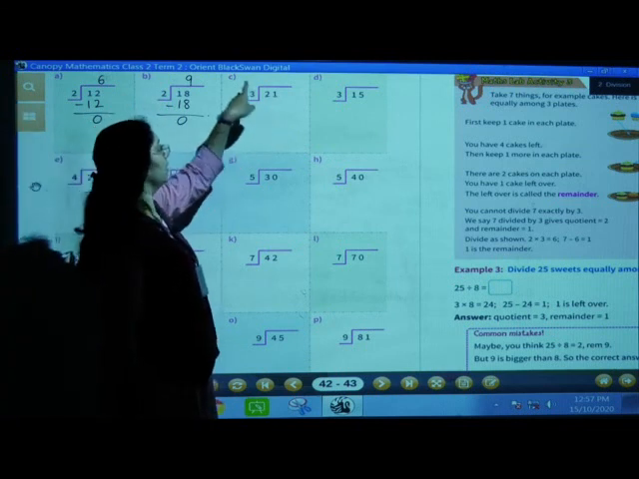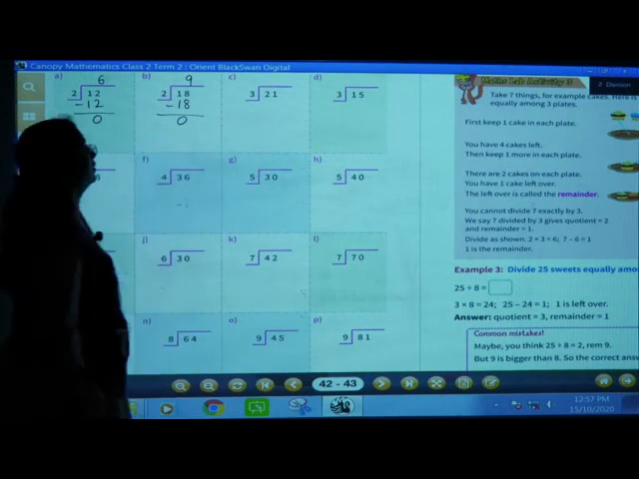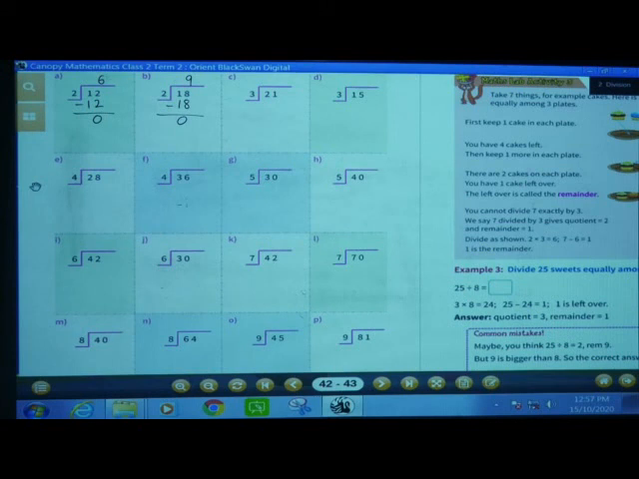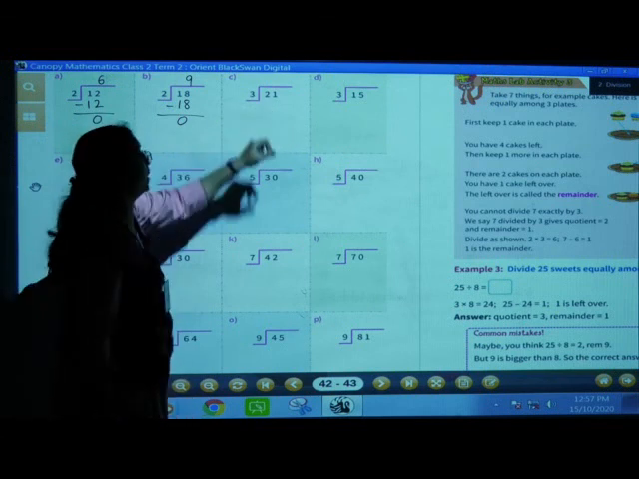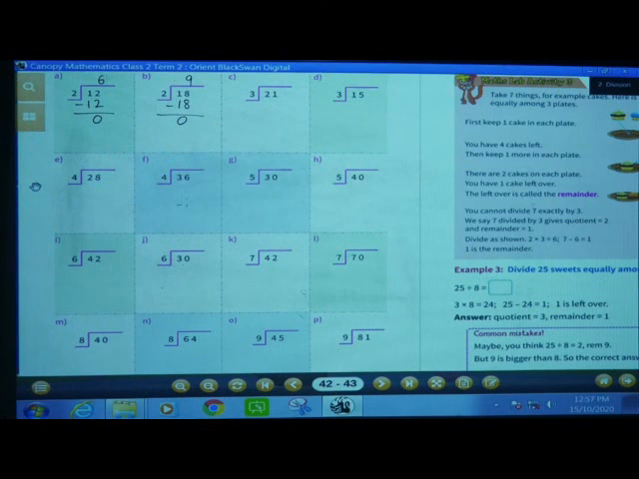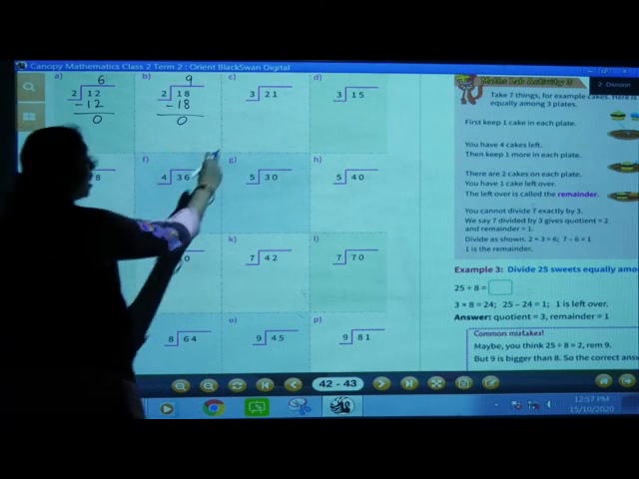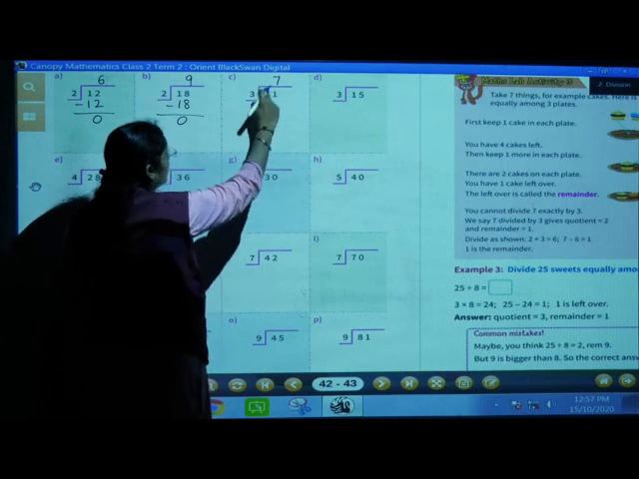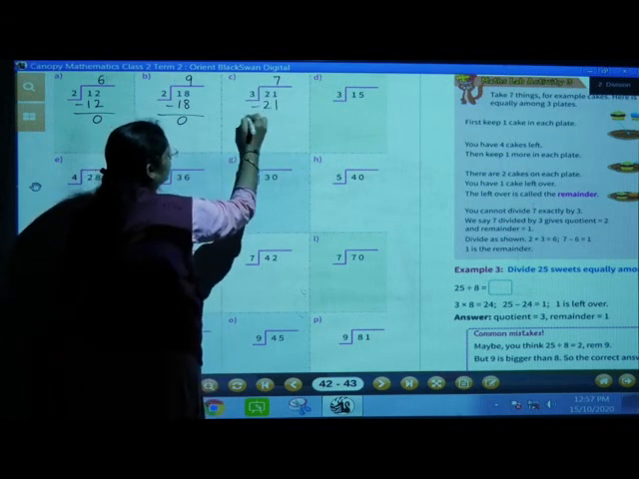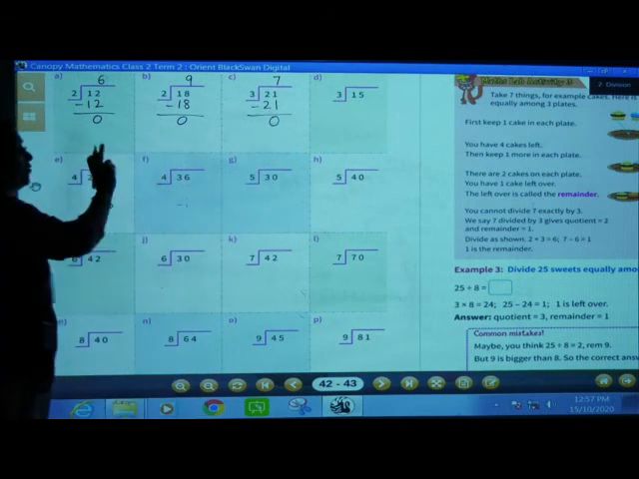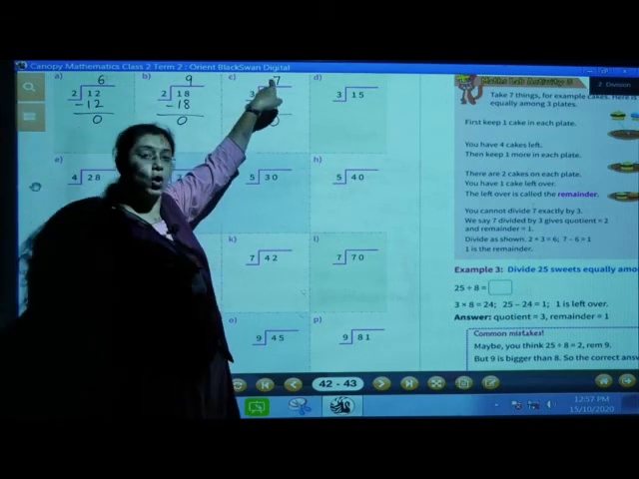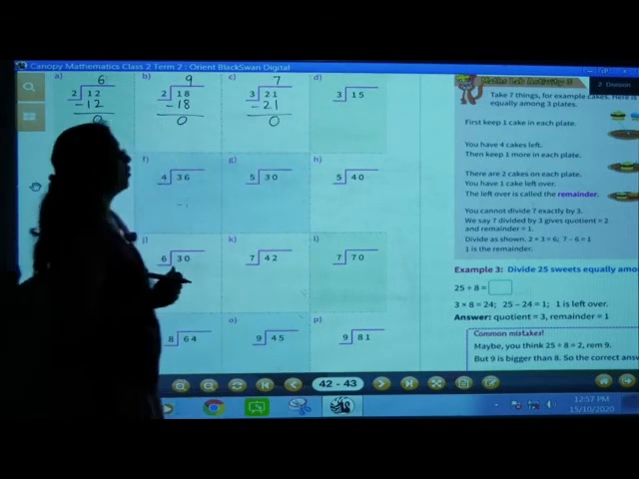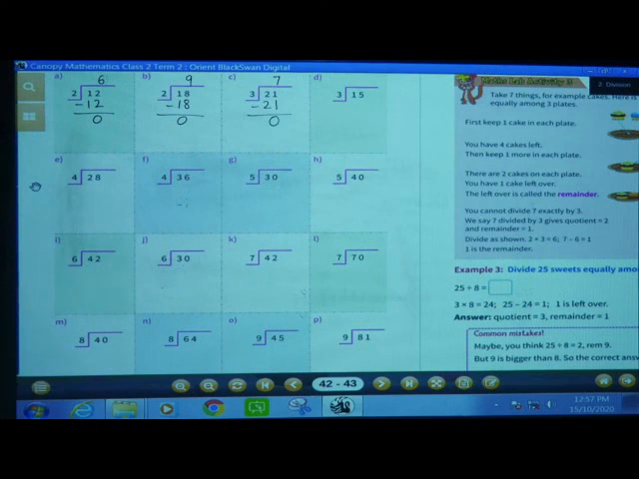Third number, 21 divided by 3. 21 is the dividend, 3 is the divisor. Say table of 3. 3 ones are 3, 3 twos are 6, 3 threes are 9, 3 fours are 12, 3 fives are 15, 3 sixes are 18, 3 sevens are 21. 21 minus 21, 0. 7 is the quotient.